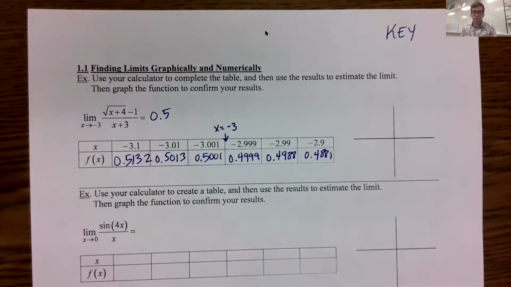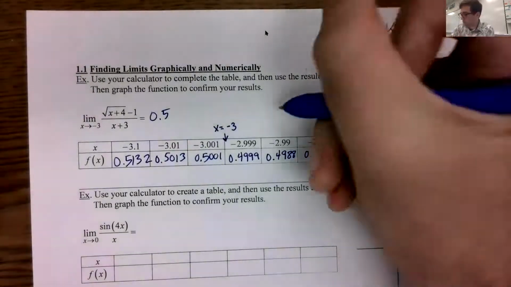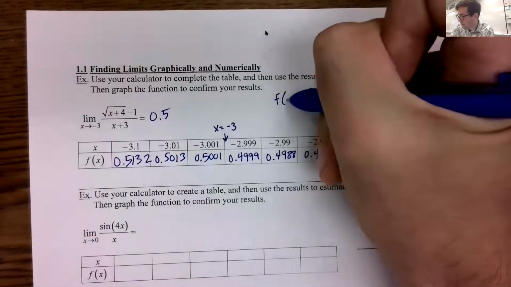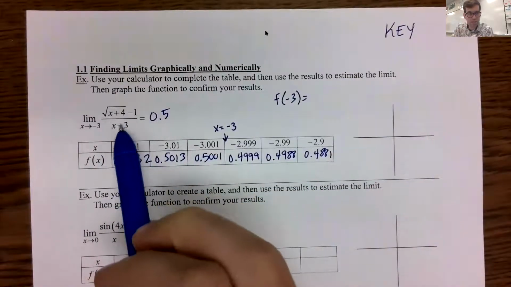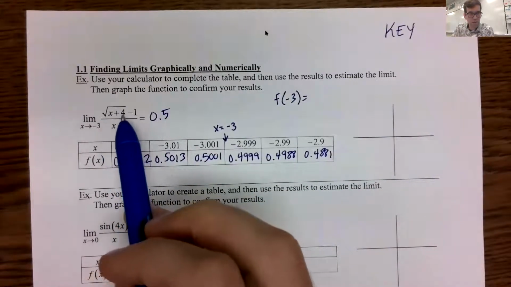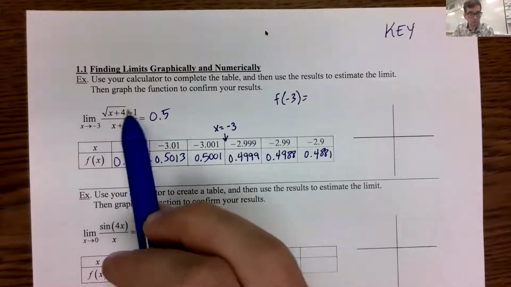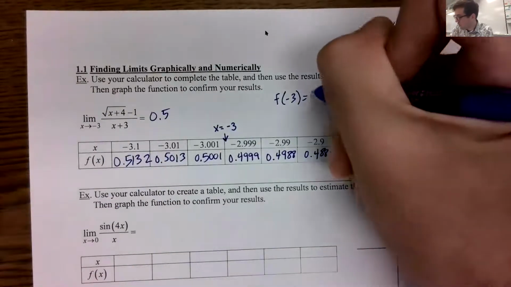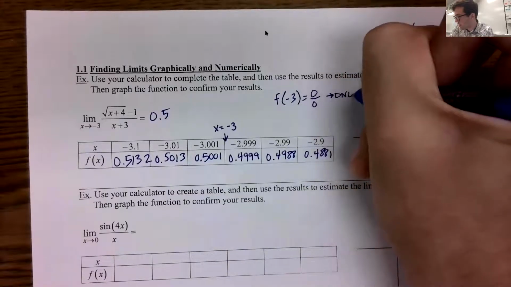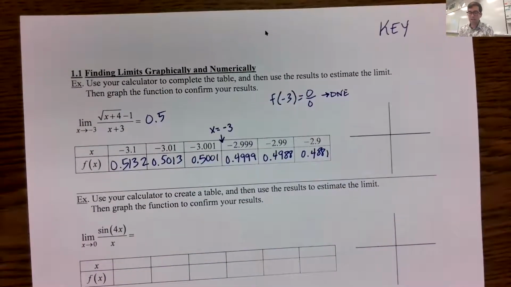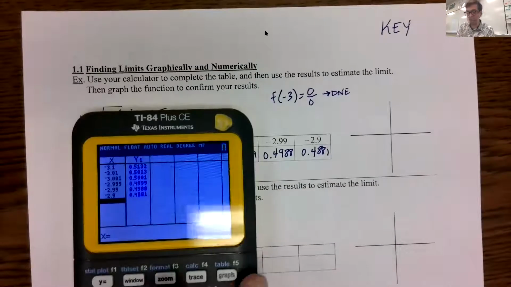And this is different from the actual function, right? So the function f of -3, if we plug -3 into this, what do we get? -3 plus 4 is 1, and 1 minus 1 is 0, so we get 0 over 0, right? So that does not exist. The function doesn't actually exist at -3, but the limit does. It still approaches something from both sides. You might remember that from AB.